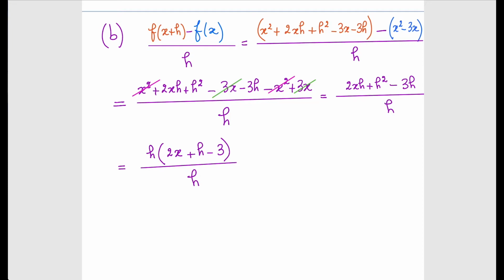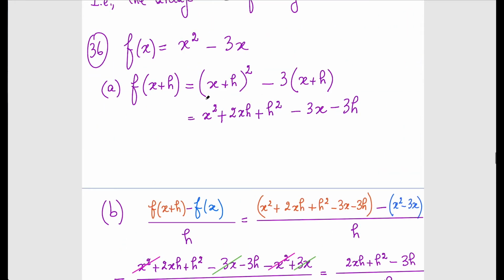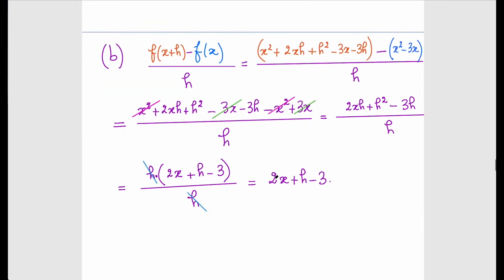Okay, and now can we simplify? Can we simplify by h, which is a common factor between the numerator and the denominator? Yes. Okay, because I have a multiplication, it's a common factor. H is a common factor, so h divided by h is 1, and you are left with 2x plus h minus 3. Okay, so this would be the difference quotient of this function f of x, which is x squared minus 3x, which is that much. Okay.